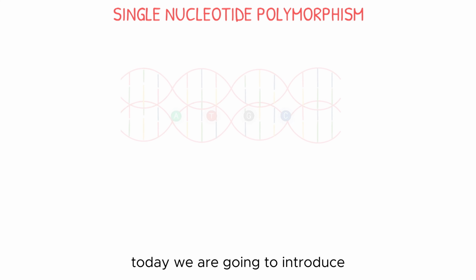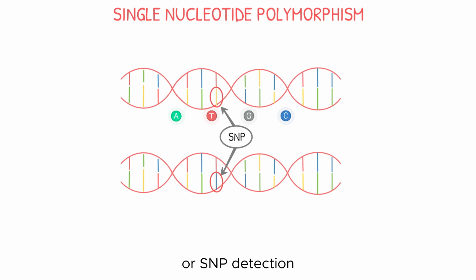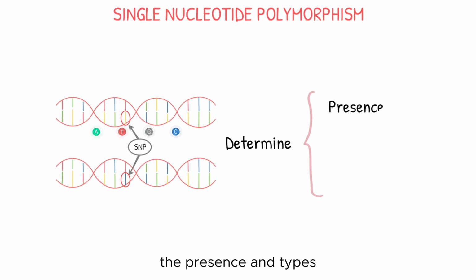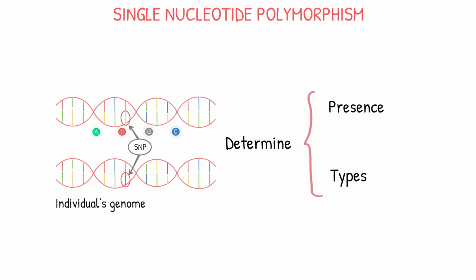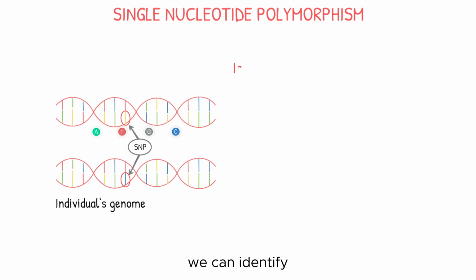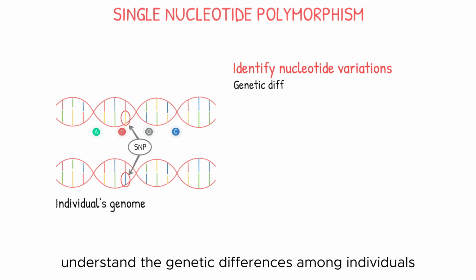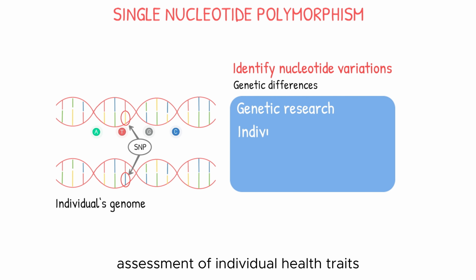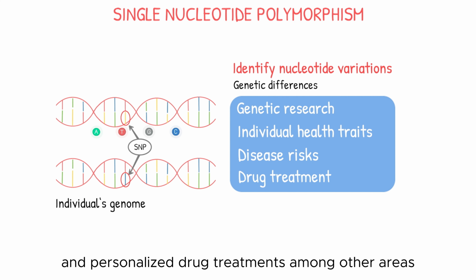Hello everyone! Today we are going to introduce single nucleotide polymorphism, or SNP, detection. SNP detection is an analysis method used to determine the presence and types of single nucleotide polymorphisms in an individual's genome. Through SNP detection, we can identify nucleotide variations at specific gene loci in individuals, allowing us to understand the genetic differences among individuals. This is of great significance in genetic research, assessment of individual health traits, prediction of disease risks, and personalized drug treatments, among other areas.